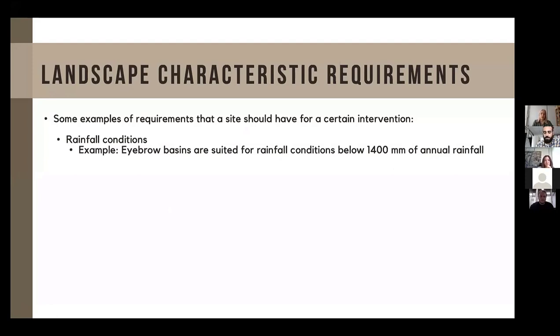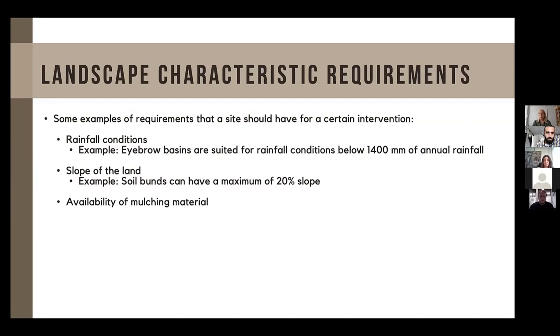Some examples are rainfall conditions. An example of this is that the eyebrow basins that Sean talked about are not suited for rainfall conditions below 1400 millimeters of annual rainfall. Another example that should be taken into account is the slope of the land. For example, the soil bonds that we talked about can only be placed on a maximum of a 20% slope. Another factor is whether or not mulching material is available.